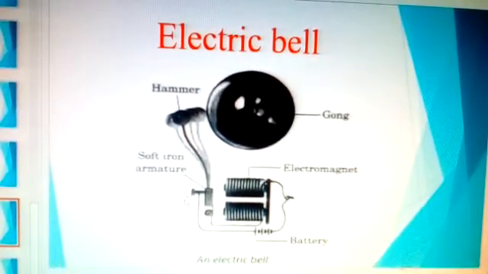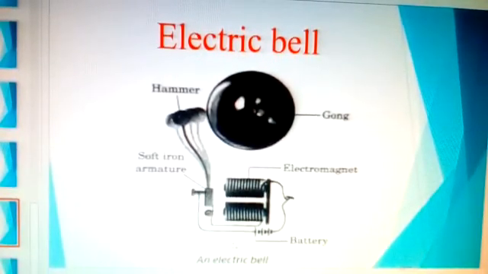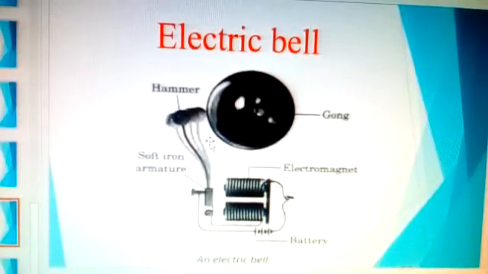When the iron strip is in contact with the screw, the current flows through the coil. See, the circuit is closed. The current flows through the coil, which becomes an electromagnet. Then it pulls the iron strip. In the process, the hammer at the end of the strip strikes the gong of the bell to produce a sound. Then we can hear the sound of the bell.